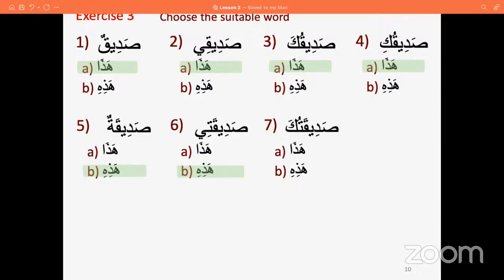So remember the rule. When it comes to hada and hadihi, what are you pointing to? If the thing that you are pointing to is masculine, you say hada. If the thing that you are pointing to is feminine, you say hadihi. So when you say, this is your friend, who are you pointing to? You're pointing to the friend. So if the friend is feminine, sadiqa, absolutely hadihi, without looking at the last attachment, right? Because only the ka and the ki tell us who we are speaking to, whereas hada and hadihi tell us what we are pointing to. Okay, sadiqatuka, is it hada or hadihi?